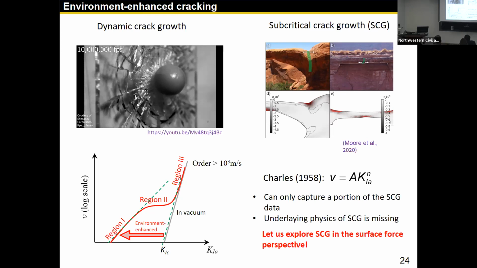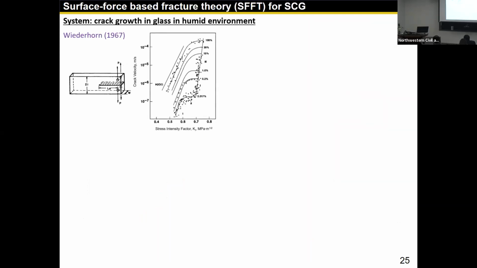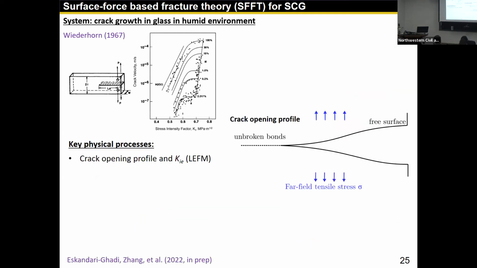So let us explore this problem from the surface force perspective. We choose to study the problem of crack growth in glass. This is a set of data from Wiederhorn on a double cantilever test. This is a relatively dry environment, then a wet environment, and you can see humidity increase will cause a reduction in the threshold.